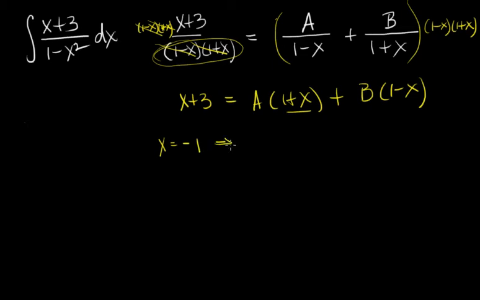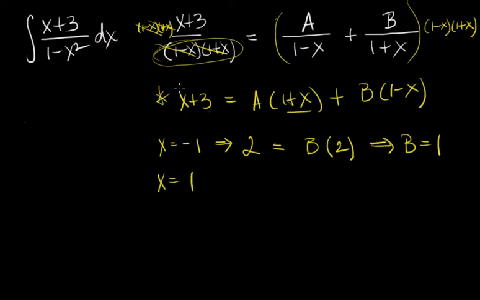So if x is equal to minus 1, this tells us that minus 1 plus 3, 2, is equal to 0 plus b times 1 minus negative 1, or 2. And again, we have b is equal to 1. Well, let's try x equals plus 1. Back up here, plugging in values of x, we get 1 plus 3 is 4, is equal to 2a plus 0. So in this case, a is equal to 2.